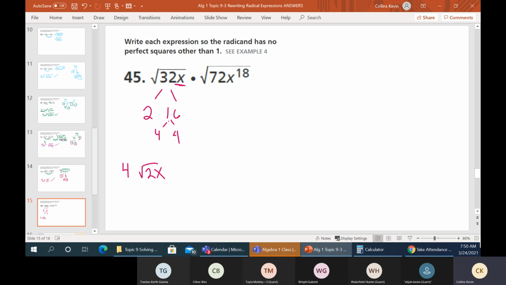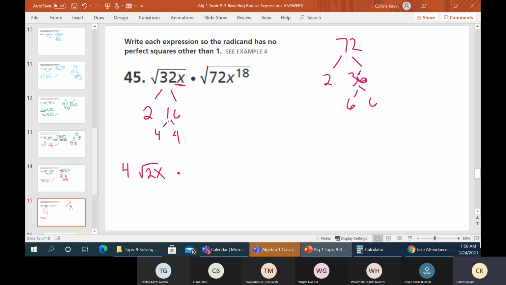So let's look at our second guy here. Let's do 72 over here, just so we get a little room. We can divide by 2. 72 divided by 2 is 36. Very cool. 36 is another perfect square, right? Because it's 6 times 6.